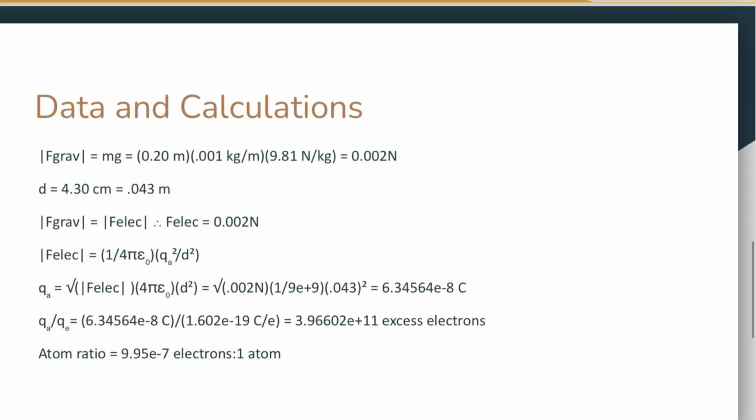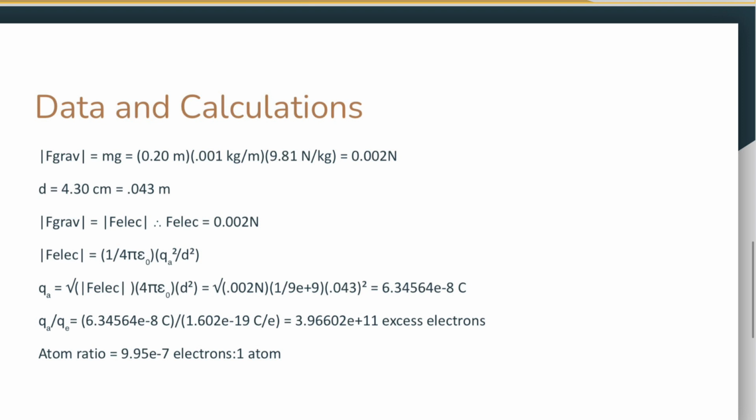First, we defined the force of gravity in this system, which was the mass of the tape multiplied by gravity, where we assumed the mass of the tape to be 0.2 meters times 0.001 kilograms per meter, and then multiplied this by gravity, which gave 0.002 newtons. In this experiment, gravity and the electric force are equal, so the electric force was also 0.002 newtons, and we measured the distance to be 4.3 centimeters or 0.043 meters.